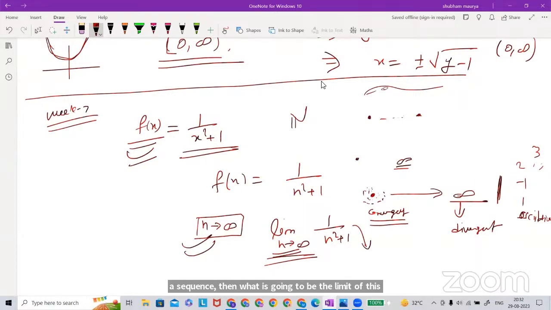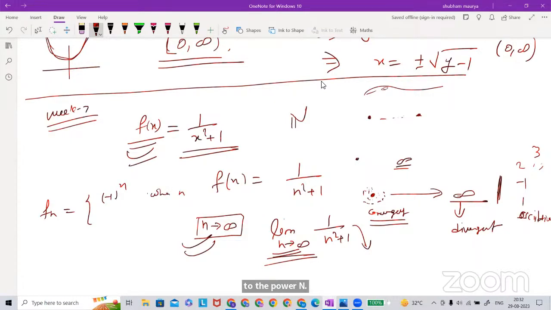So what is the meaning of oscillating? Let me write it here. Suppose you have a sequence f_n such that it is -1 to the power n when n is a multiple of 3, and it is 1 when n is a multiple of 4. You can think like this.